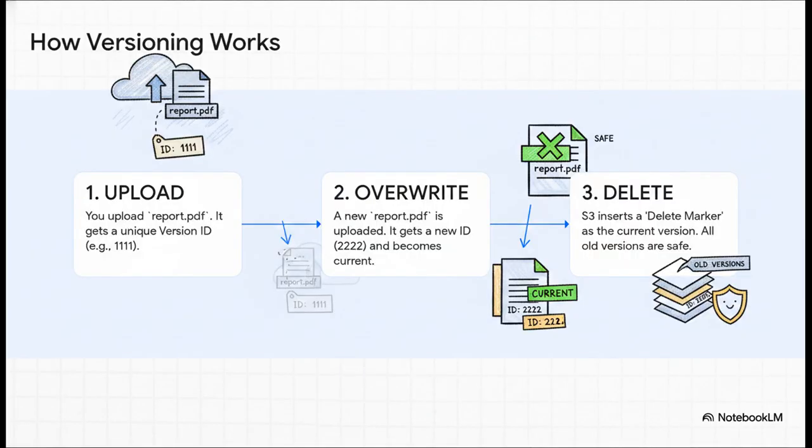So, let's walk through how this actually works. It's pretty cool. First, you upload a file, let's say report.pdf, and it gets its own unique version ID. Simple enough. Now, what happens when you upload a new file with the exact same name? Well, S3 doesn't just erase the old one. Instead, it makes the new upload the current version and just neatly keeps the old version tucked away. But here's the magic trick. What happens when you delete the file? S3 doesn't actually delete anything. It just puts a special little flag on top called a delete marker. That marker becomes the new current version, so the file looks like it's gone. But all the old versions are still there, perfectly safe and ready to be recovered.